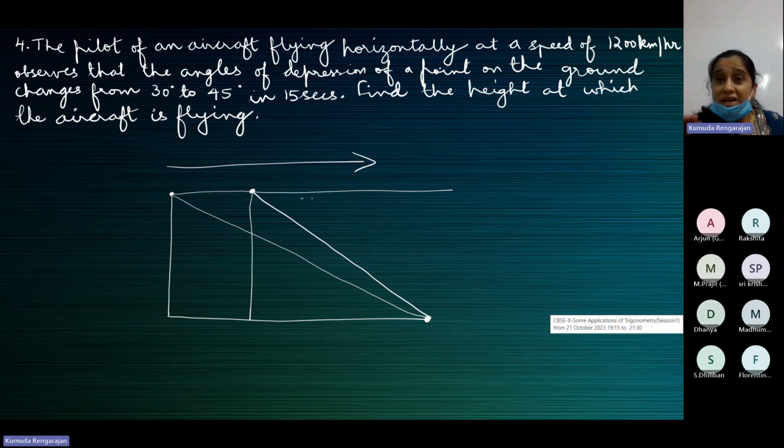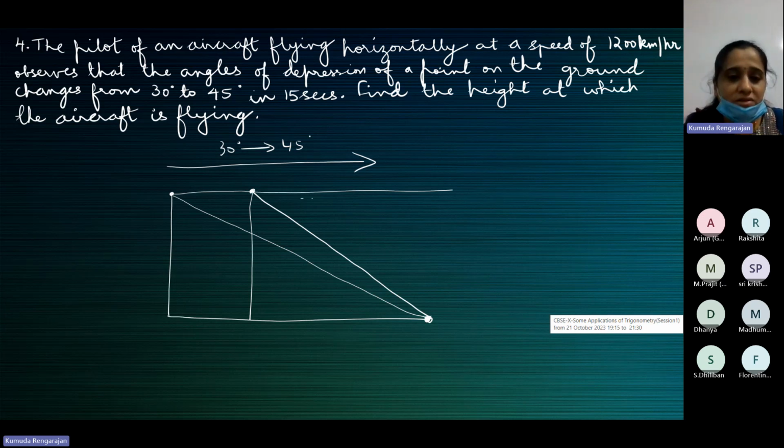If the depression increases, like in this case from 30 to 45, that means the plane is flying towards that point on the ground. So the point is here on the ground. The depression increases from 30 to 45 degrees. That means the plane is flying towards the object. What am I saying? If the plane is flying towards the object, depression increases. If the plane is flying away from the object, which is observed, then the depression will decrease.